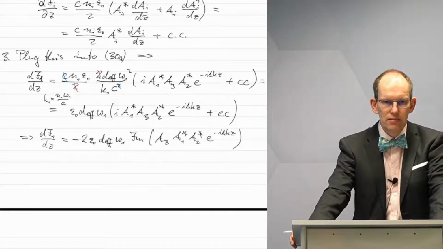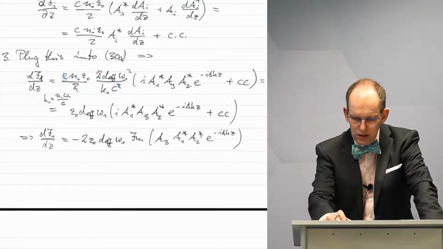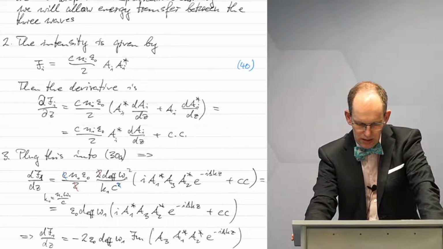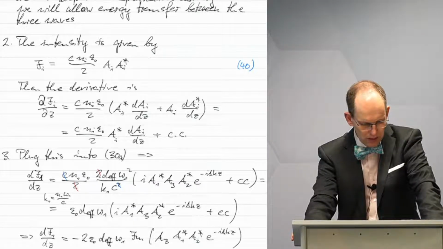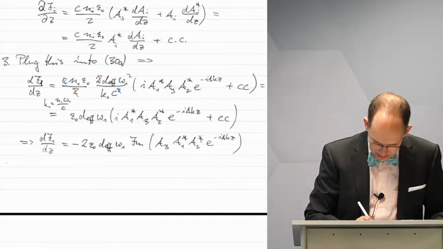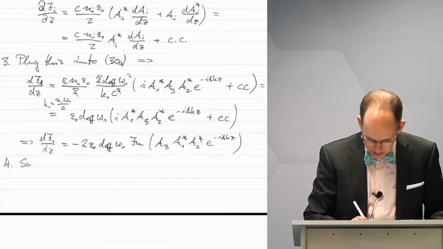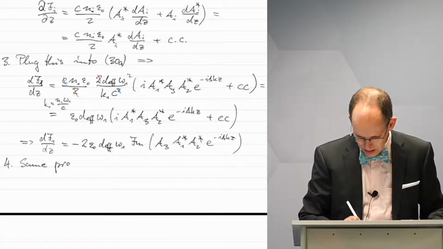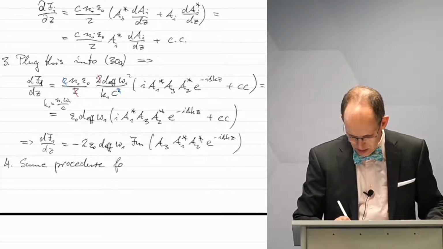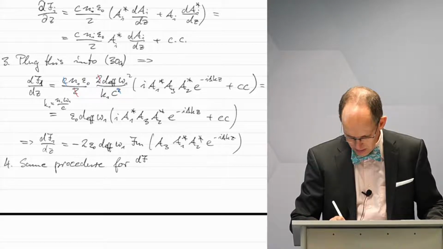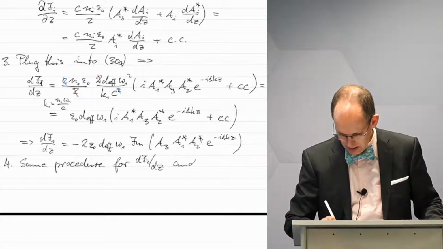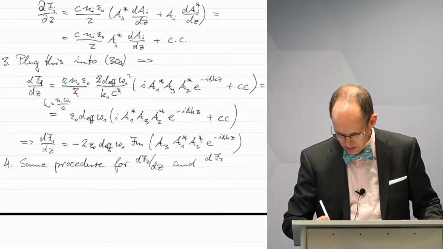Okay. Yeah. So all trivial calculations, but it has to be done. And it has not just to be done for A1, but also for A2 and A3. Yeah? So we write down the same procedure for the derivative of I2 and the derivative of I3.